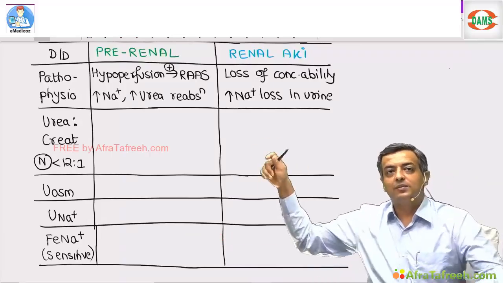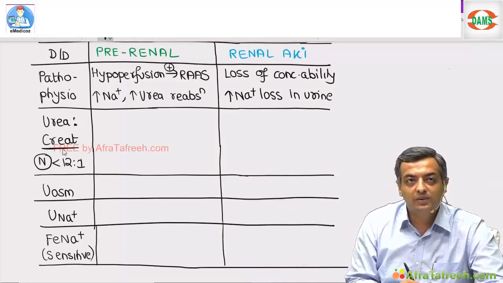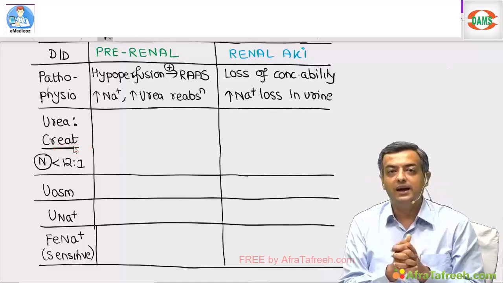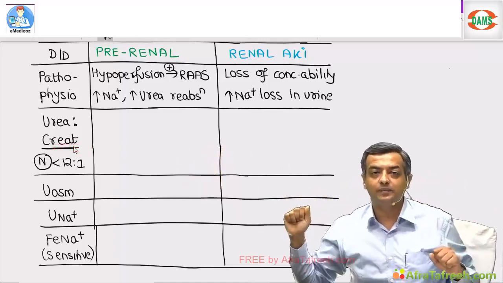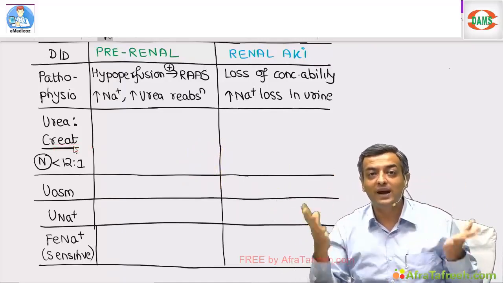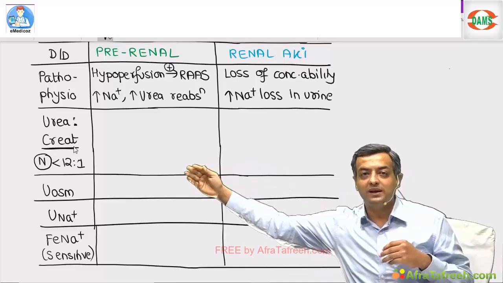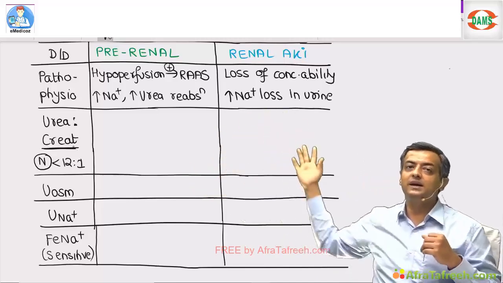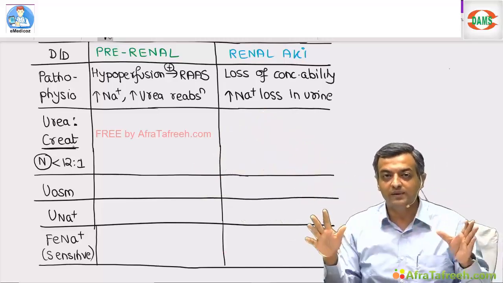Let's start at the top. This urea creat ratio needs to be understood. We all know that when the urea creat ratio is high, it indicates prerenal. But today I want you to know why, not just high. Why? Because in prerenal, the urea rises more, while in renal the rise is proportionate. So look at it carefully.